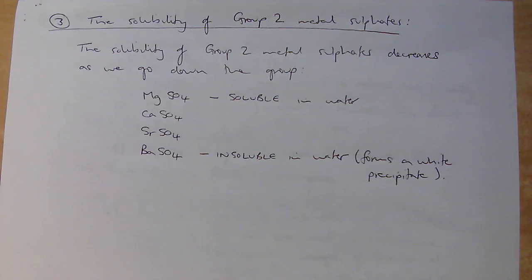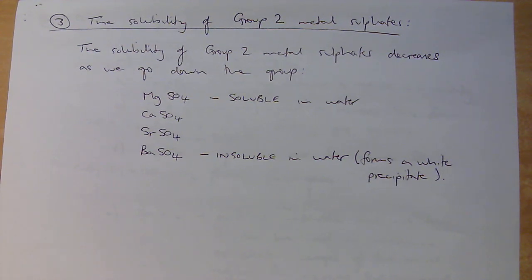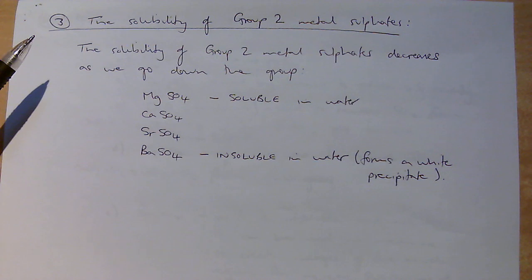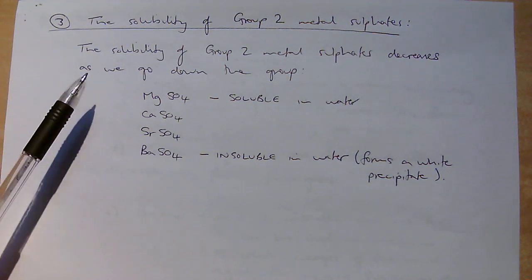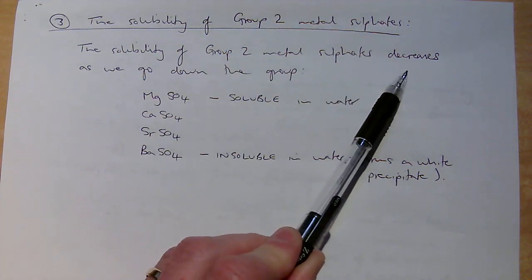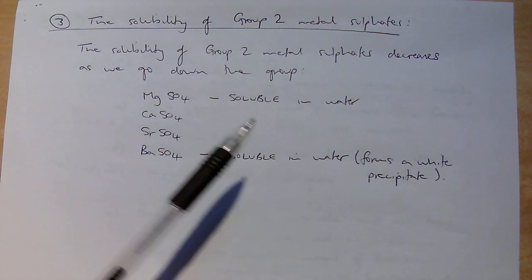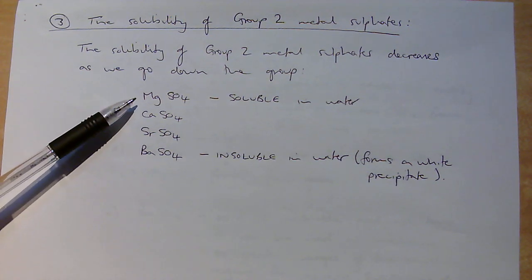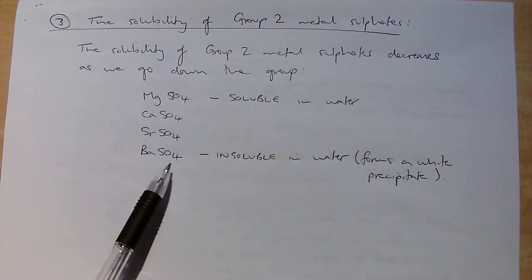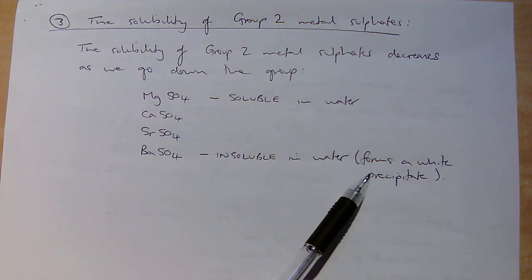Next then let's have a look at the solubility of group 2 metal sulfates. This is the opposite to the metal hydroxides, which we're going to remember, aren't we? Because the solubility of the metal hydroxides increases down the group, therefore the solubility of group 2 metal sulfates must decrease as we go down the group. So here are our examples. Magnesium sulfate is soluble in water, whereas barium sulfate is insoluble in water.